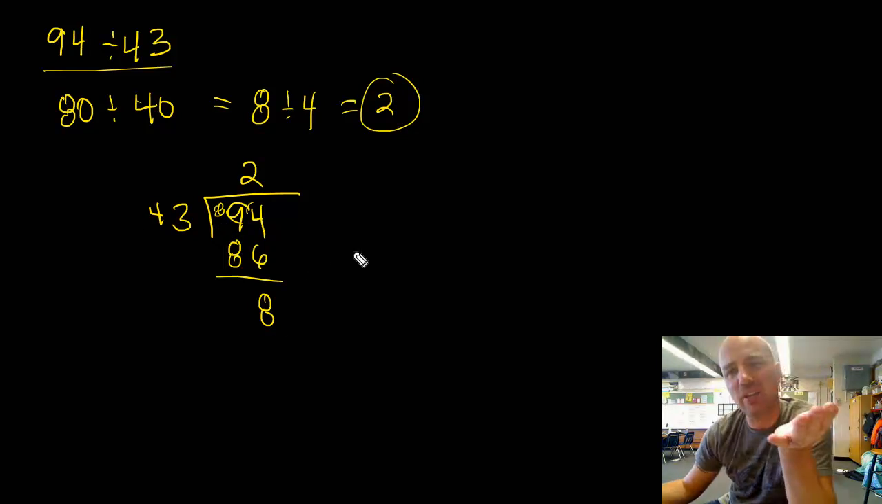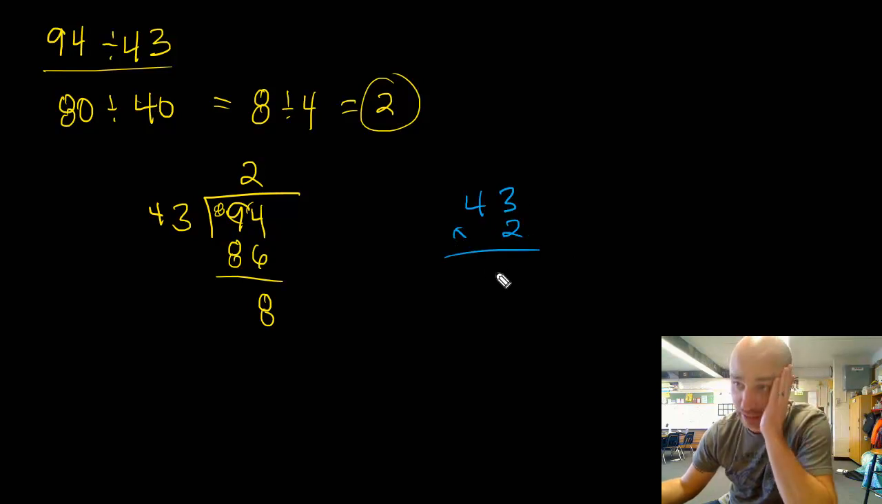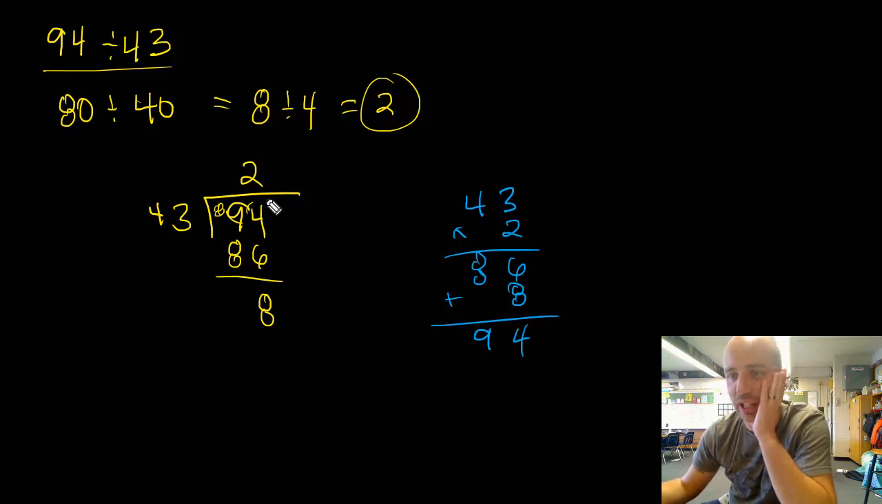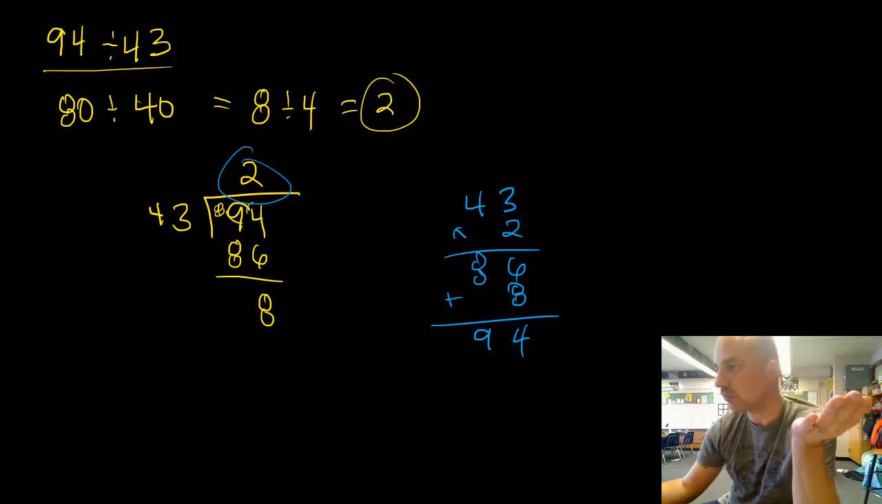But let's double check that, make sure that it's making sense. So if I have 43 times 2, wait, I've been doing this in another color, which I like doing. I like making that kind of stand out. Here we go. Let's say I have 43 times 2, and that's going to be 86, and 86 plus my remainder here of 8 is going to give me 94. And that's correct, and that's what I originally had. So my estimated quotient of 2 was correct.